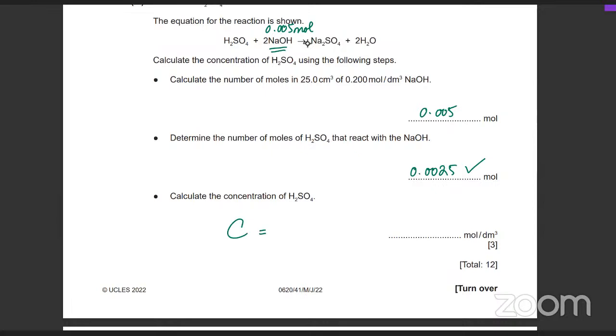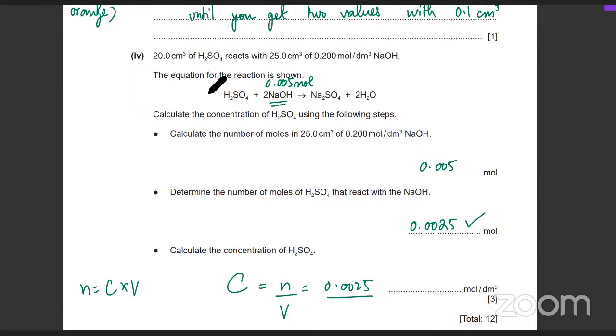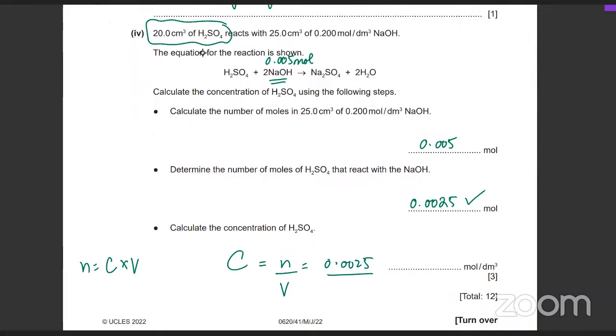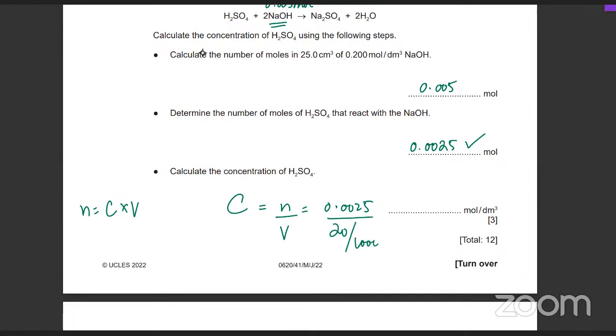What's the formula for concentration of sulfuric acid? How do you find concentration? I think it's mass over volume. No, concentration. Remember, it's the number of moles divided by volume. Concentration is mole per dm3, so it's literally moles over volume. So we've got 0.0025 moles, right? Divide by the volume. So what is the volume of sulfuric acid? 20 cm3, that's given over here. But it should be in dm3, 20 divided by 1000. So what do you get for this? Uh, 0.125. So you're getting 0.125 mole per dm3. That's going to be your answer.